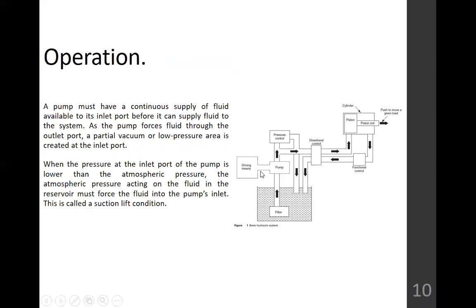Operation. A pump must have a continuous supply of fluid available to its inlet port before it can supply fluid to the system. As the pump forces fluid through the outlet port, a partial vacuum or low pressure area is created at the inlet port. When the pressure at the inlet port is lower than the atmospheric pressure acting on the fluid in the reservoir, the atmospheric pressure must force the fluid into the pump inlet. This is called a suction lift condition.